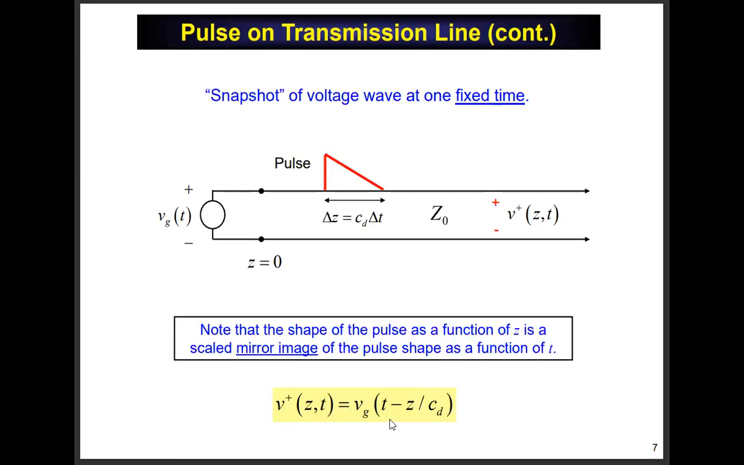Okay. Now, here's a snapshot, which means we've got our magical camera. You know, a camera freezes everything at one instant in time, right? This magical camera takes a snapshot at one fixed value of time and looks at voltage, which is now down the line. Voltage is a function of z. In other words, the shape of the waveform on the line is a function of z at one time, if we only had such a magical camera. Now, here's the interesting thing. It may seem perplexing at first, but it's actually very logical.